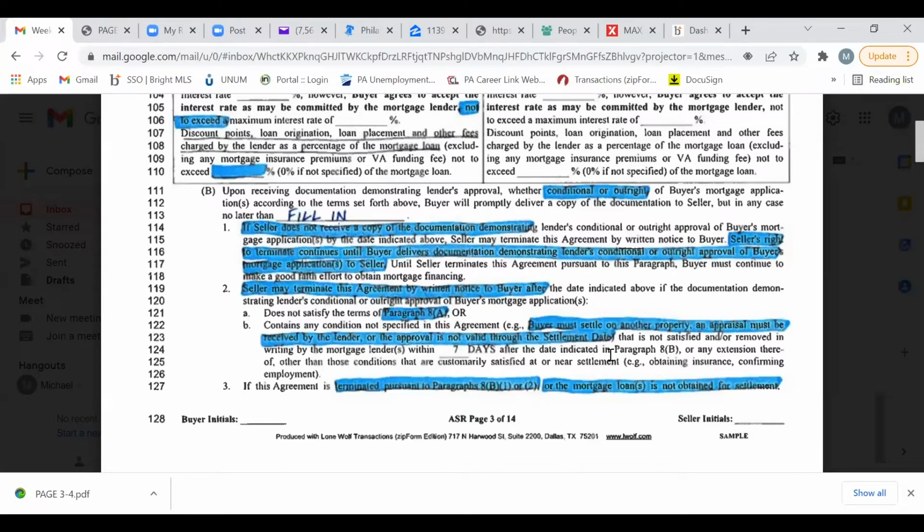Okay. And then when you submit that, if the date's early and the seller sees it, they could terminate the agreement if it doesn't satisfy what's in the mortgage contingency boxes. So before you send it out, just make sure you read it and see if there's anything that's not agreed upon on there.